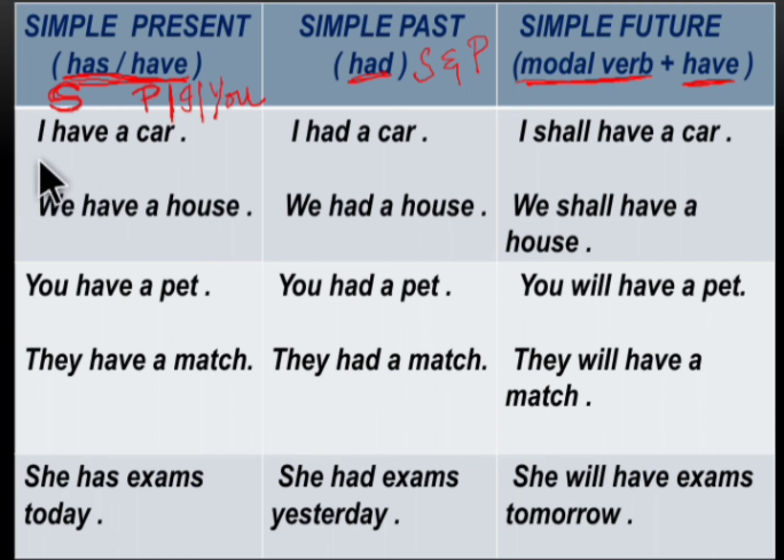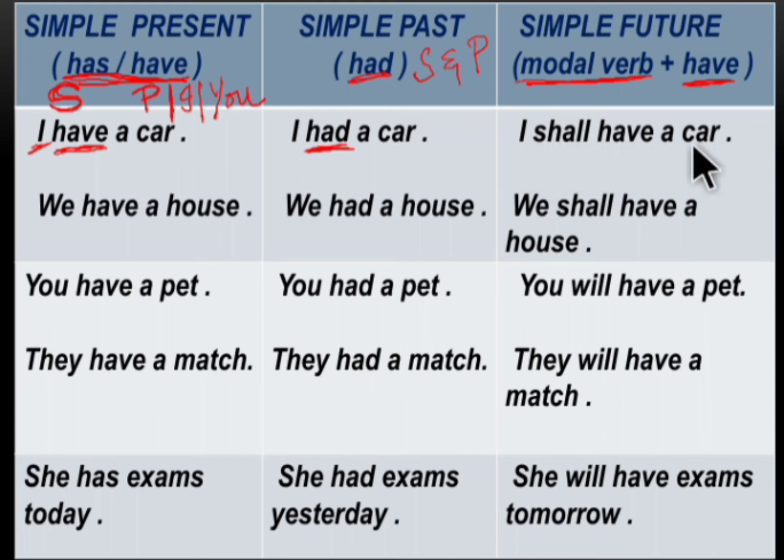Look at the first example. I have a car. Here we use have, because I is considered to be plural. A car means it shows possession. I have, it belongs to me. And in the simple past, I had a car. This shows the past tense and the possession.